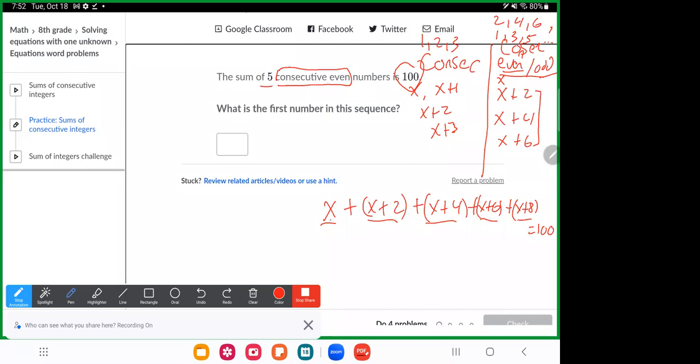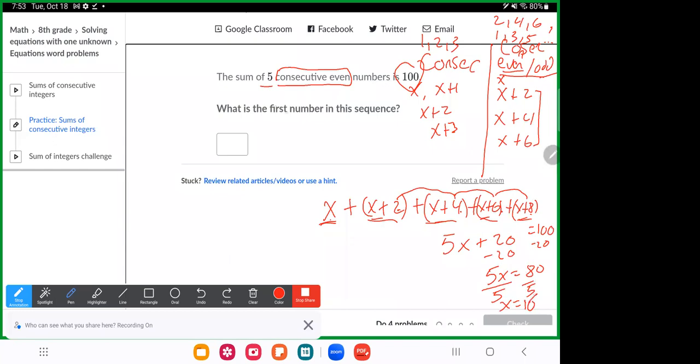How many x's do we have? We know we have 5. So just going to put 5x, right? 1, 2, 3, 4, 5. And what is 2 plus 4 plus 6 plus 8? 2 plus 4 is 6, plus 6 is 12, plus 8 is 20. So we just end up with 5x plus 20 equals 100. So we can solve that. 5x equals 80, divide by 5, and we get x equals, what is that?